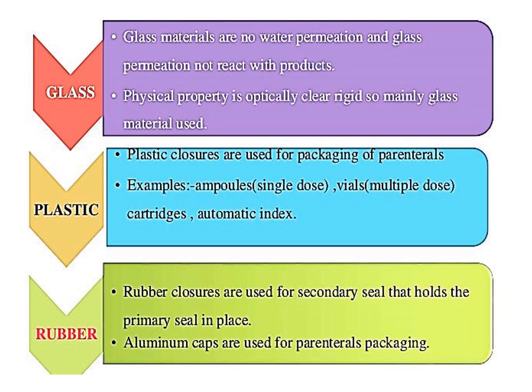Glass material has no water permeation and no gas permeation, and does not react with the product. So these are the basic conditions of glass. Plastic closures are used for packaging containers such as ampoules, vials, cartridges, etc. Rubbers are for secondary seals.